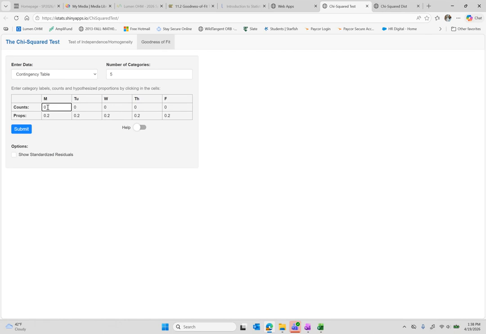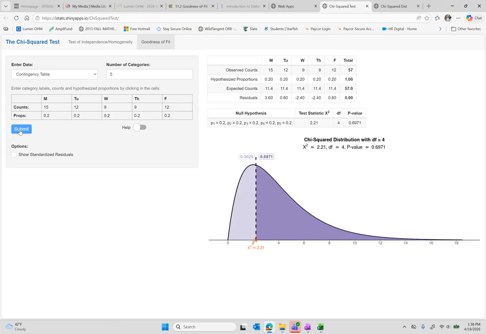But for your counts, here you want to click on each one of them, delete the 0 and add the number. So 15, 12, 9, 9, and 12. And then you want to submit. And here you will see the table that we created in our notes, where it is horizontally laid out and not vertically like I did in my Excel spreadsheet. Monday, Tuesday, Wednesday, Thursday, Friday are horizontal. My observed counts are here. The proportions of the uniform distribution here was 20% in each category.